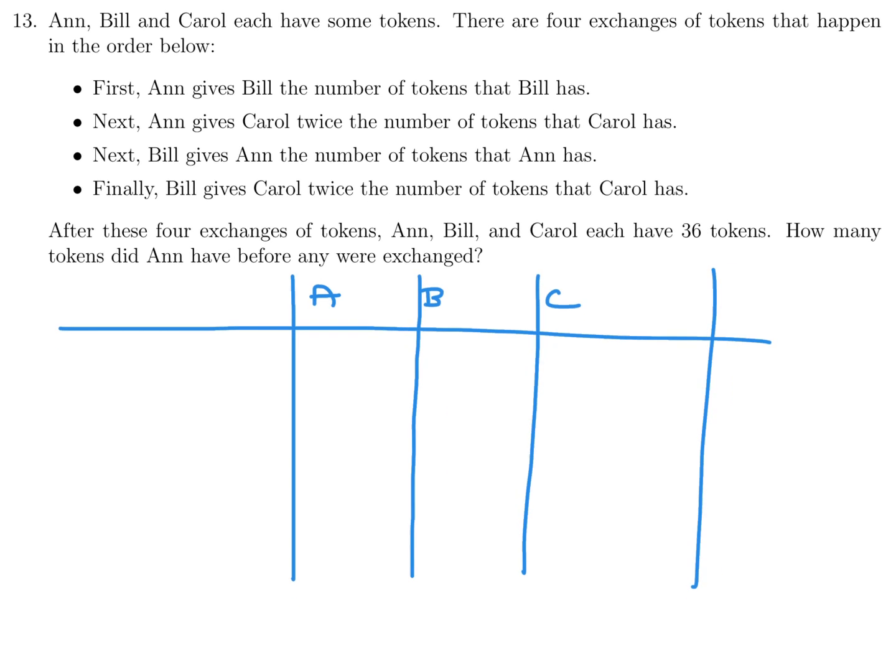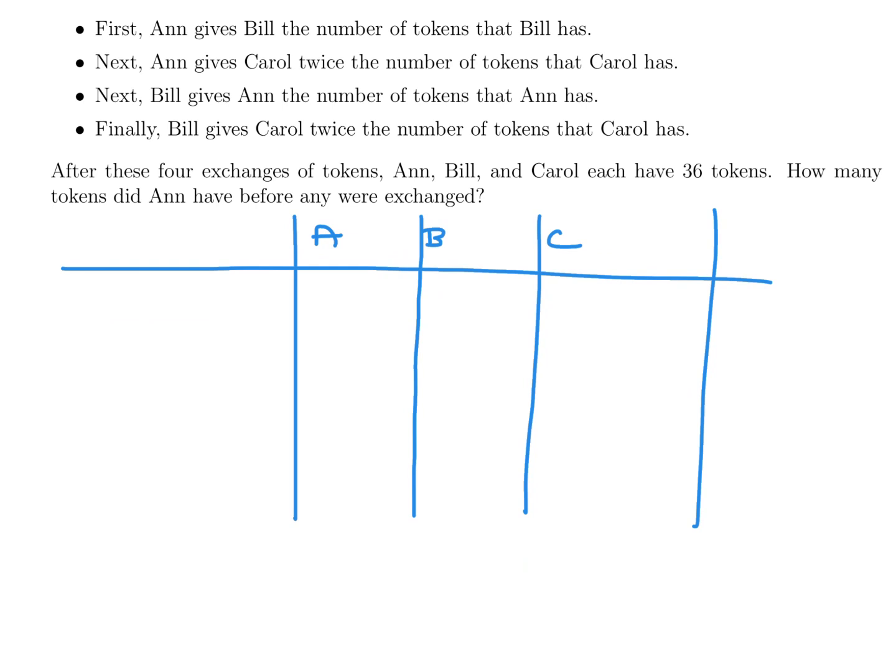Okay, so let's talk about this now. So we have the first, Anne gives Bill the number of tokens that she has. Okay, but before the first, let's actually label them. Let's give them some sort of starting values. I'll just call it X, Y, and Z. So they start off with those amounts. And then the first exchange, we will have to interpret these.